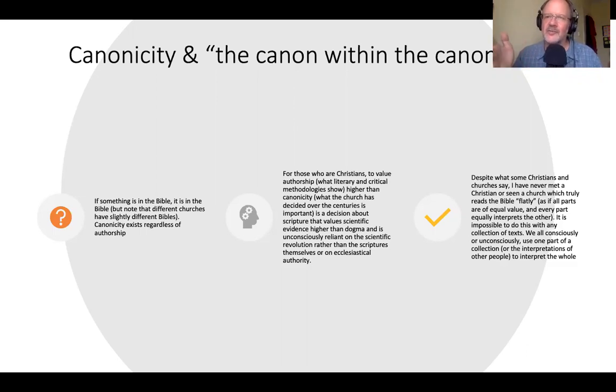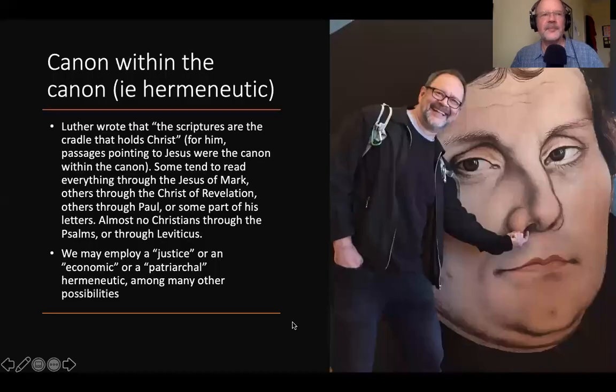It is a collection of books, what were scrolls, written between the Tanakh and the Christian Testament, written over millennia, well, at least written over centuries, and which contain arguments within it. Some parts of that complicated set of texts argue with other parts, and there's a lot of intertextuality within it. It is impossible to do this with any collection of texts. We all consciously or unconsciously use one part of a collection or the interpretations of other people to interpret the whole. So, canon within the canon.